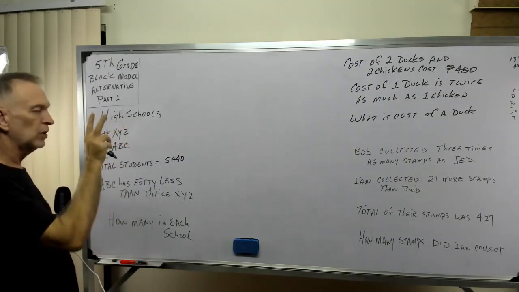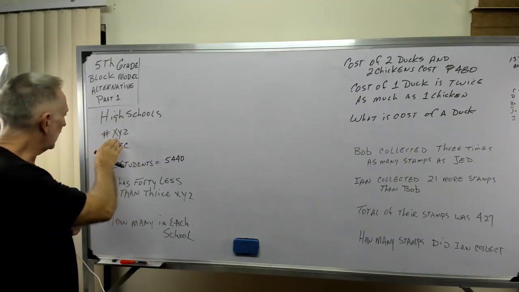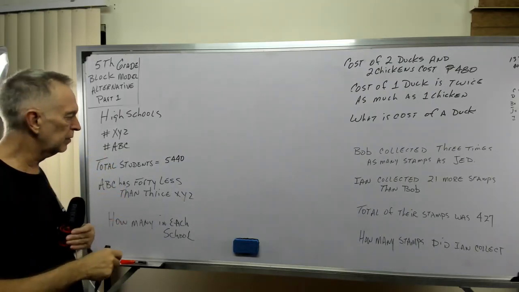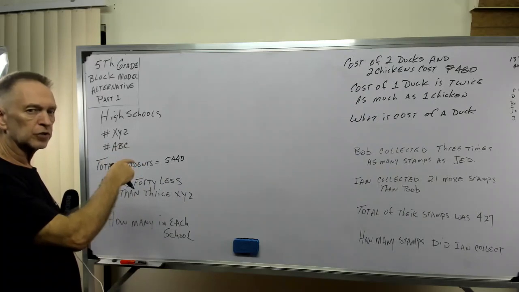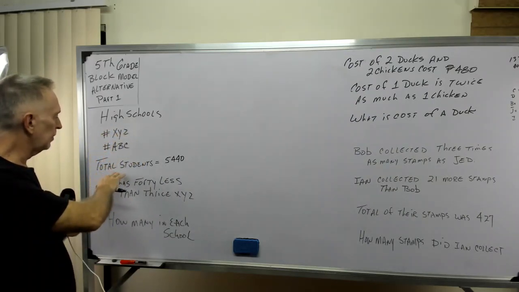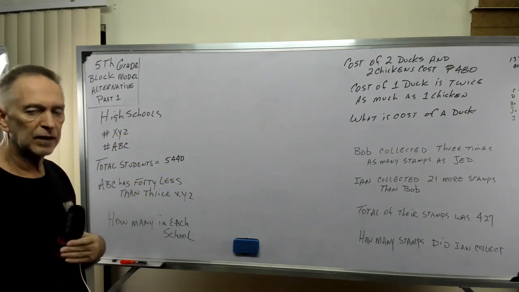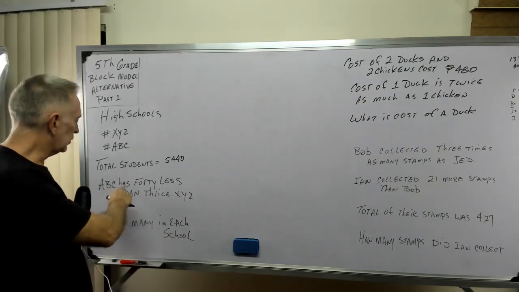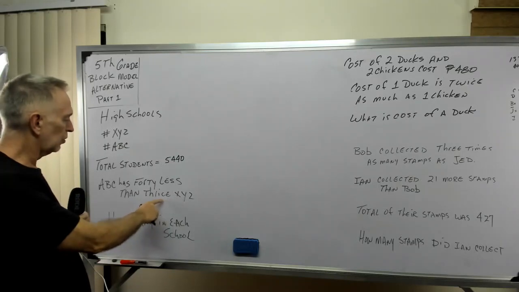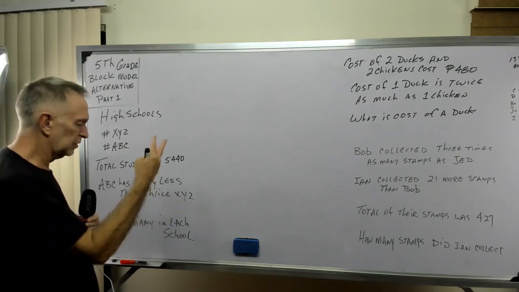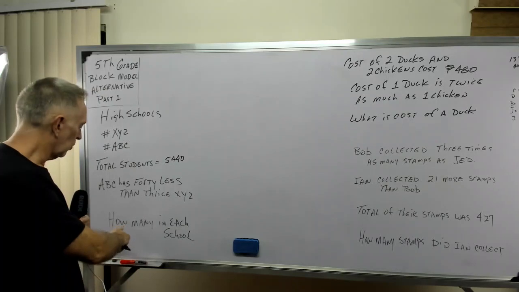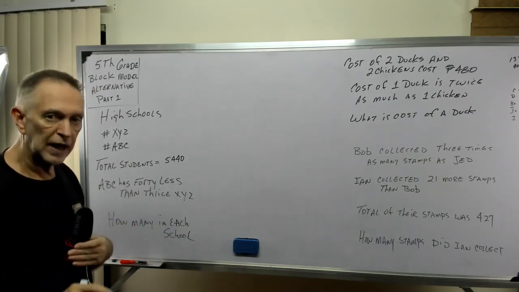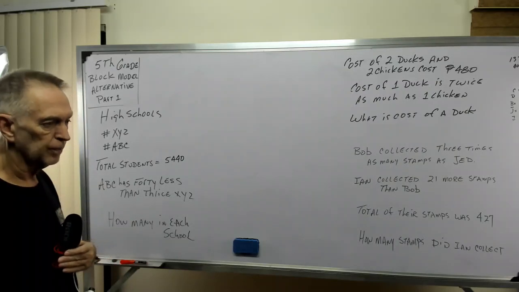Okay, you have 2 high schools. You have XYZ High School and ABC. That's the names of them. And if you sum up the students, total students in both of those, you end up with 5,440 students. Now ABC has 40 less than thrice XYZ. Thrice means 3 times. So what we're trying to solve is how many are in each school. How many students are in each school?